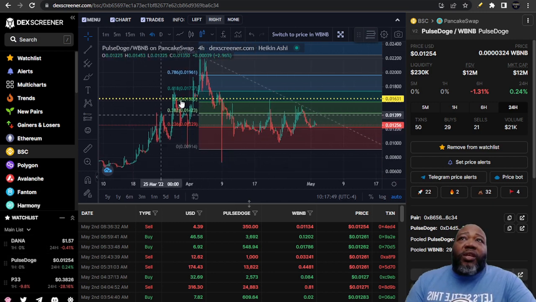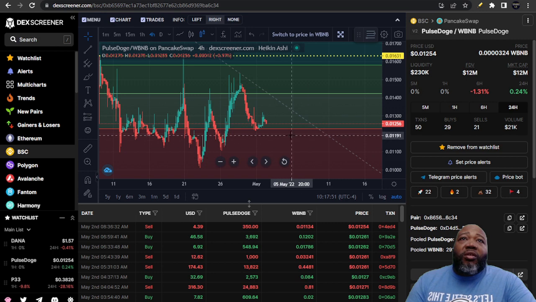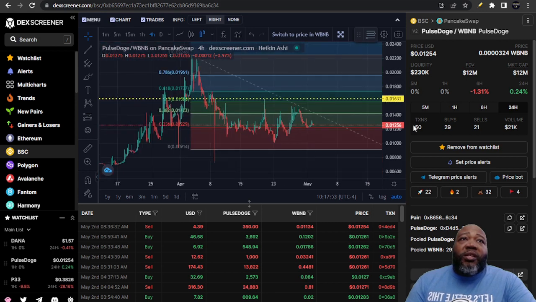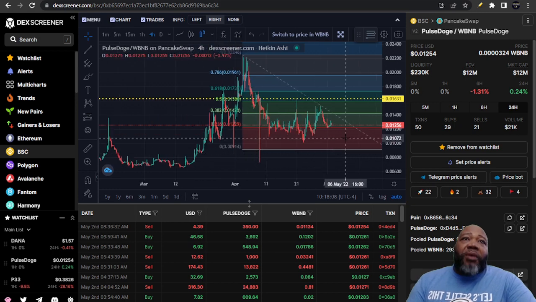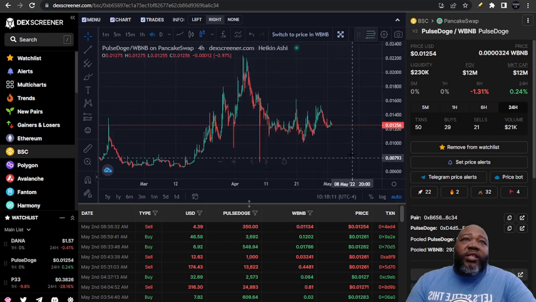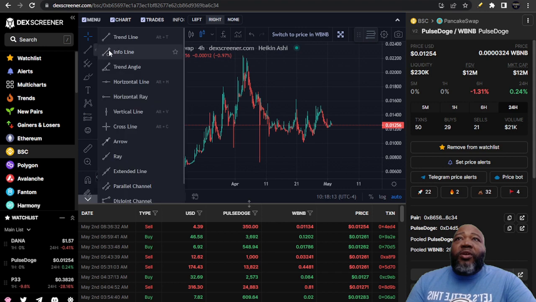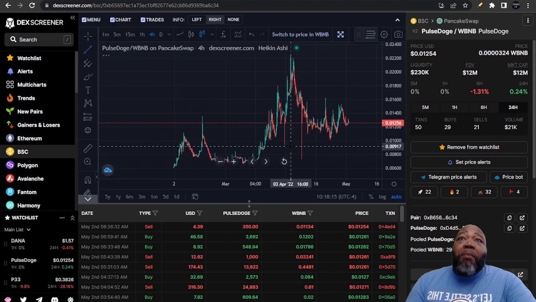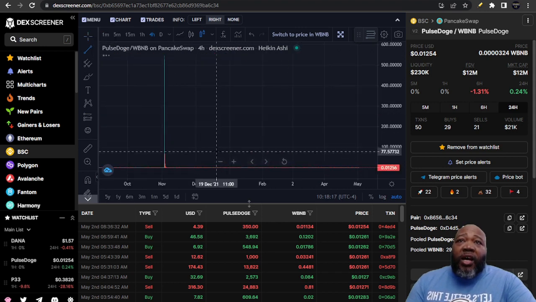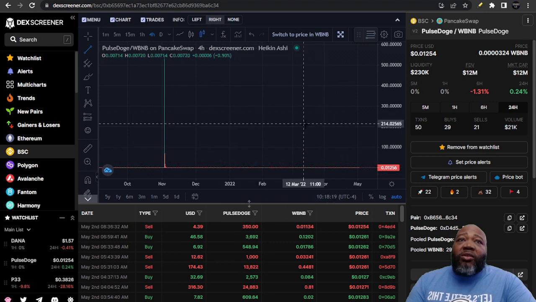Pulse Doge isn't really doing too much. We got this on a 4-hour chart also, and all I really see it doing is bouncing around that same range between 1 cent and basically 1 and 1.5 cents. Now, if you're day trading and stuff, you can have some fun with it, but it's really not too much to talk about. But I do not want to discount Pulse Doge because Pulse Doge did a massive run up during May.